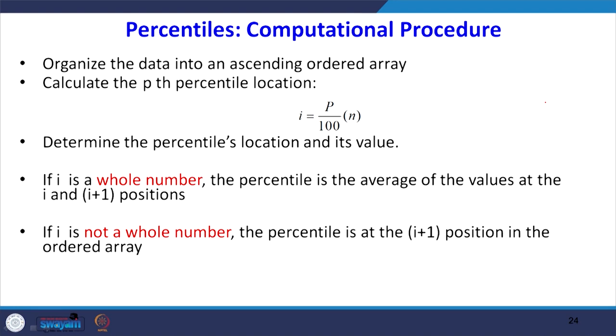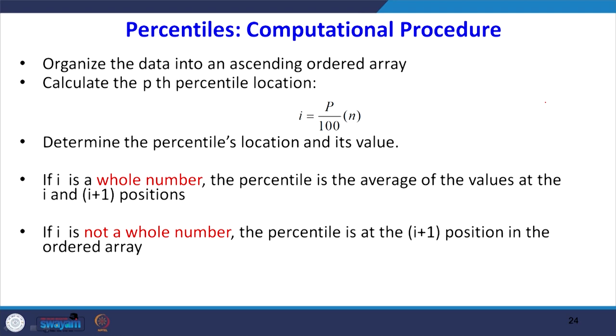Okay. We will see one example of how to compute percentile. The first step is to organize the data into an ascending ordered array, then calculate the pth percentile location. Suppose I want to know the 30th percentile location, for that you have to find the value i, which is p divided by 100 multiplied by n, where n is the number of data points. The i is the percentile's location.